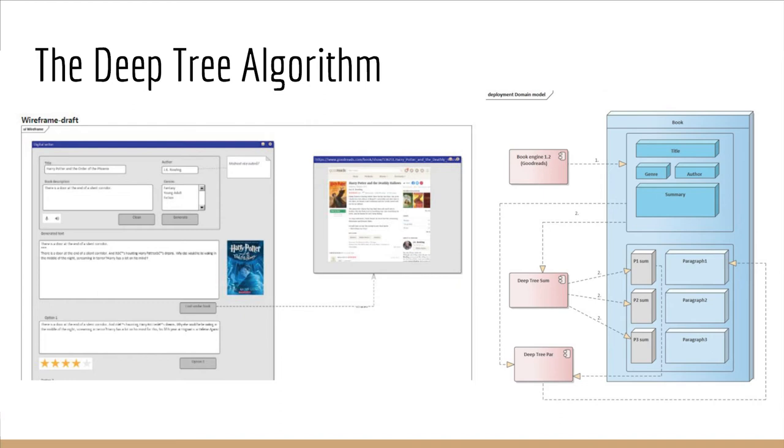Yantil created this new algorithm we call the deep tree algorithm to provide longer texts and to assure that we can use neural networks for generating longer and coherent text. Long story short, we somehow succeeded. For the moment, we can generate, let's say, short stories, but they are already long enough. It's not a novel, but it's already a short story.